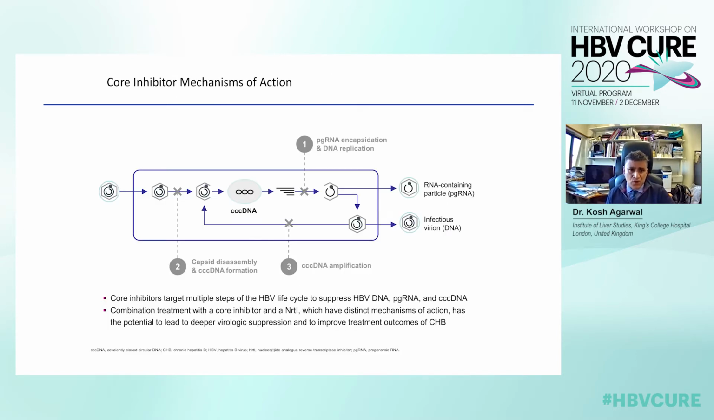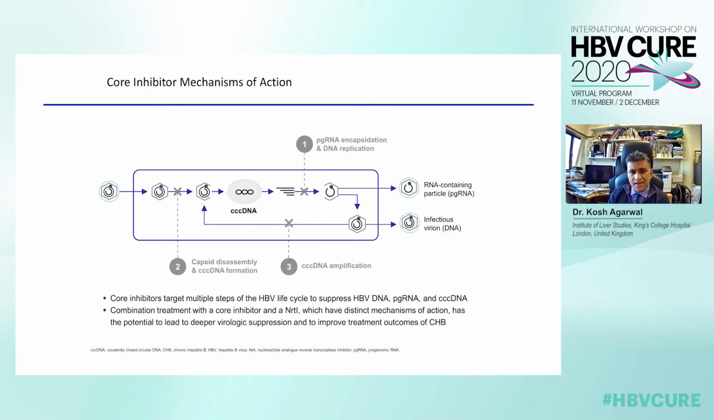How do core inhibitors work? They work in several ways, and several active discussions are going on around the impact of these various mechanisms. They essentially target multiple steps of the HBV life cycle to suppress HBV DNA, pregenomic RNA, and cccDNA, and clearly cccDNA influence and diminishment is going to be critical in the world of potentially functional cure.